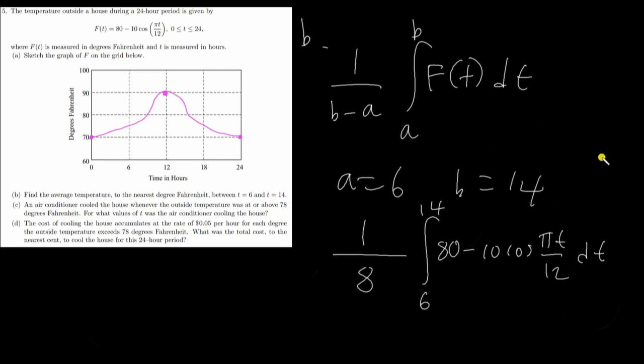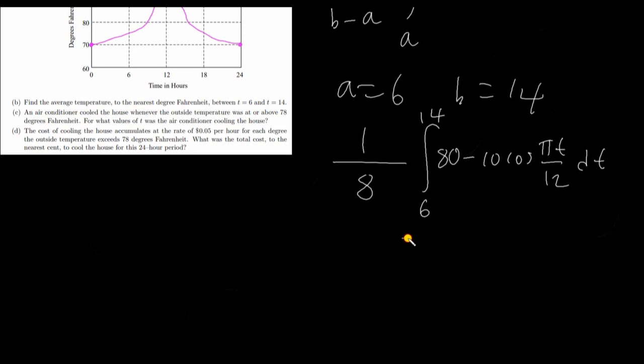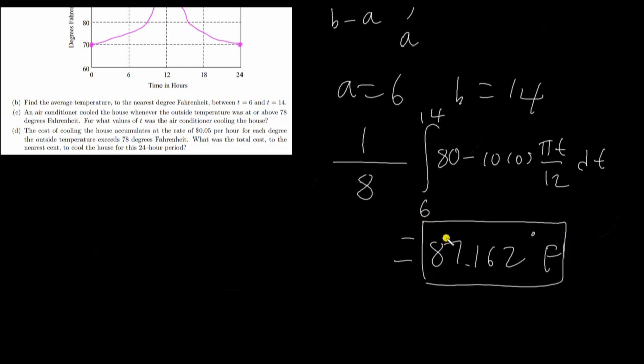And then this is just going to be evaluated in the calculator, and you're going to get an output of about 87.162 degrees Fahrenheit. And in terms of points for this section, you'd get 1 point for the limits, 6 and 14, and for including the 1/8 down here. You'd get another point for plugging f of t into the integral. And then you get a third point for the right answer of 87.162.